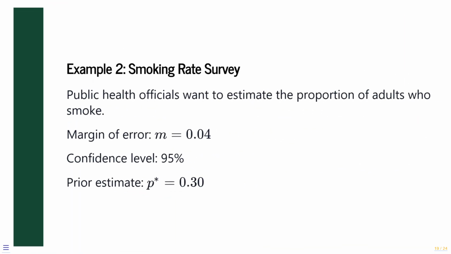Next, consider an example involving a survey of smoking behavior. Public health officials want to estimate the proportion of adults in a city who smoke cigarettes with a margin of error of plus or minus 0.04 at 95% confidence. A previous survey suggested that the smoking rate is about 30%.